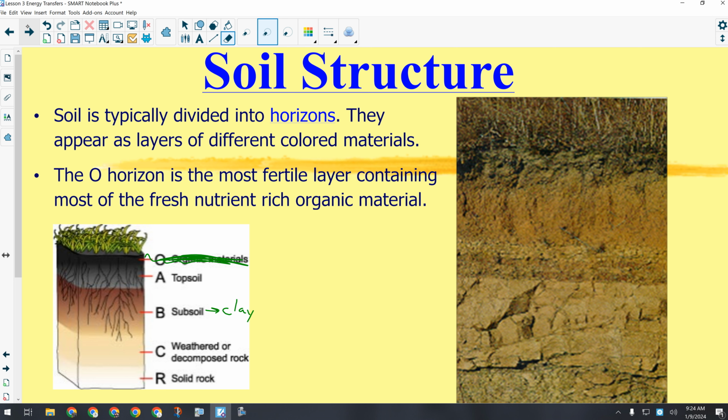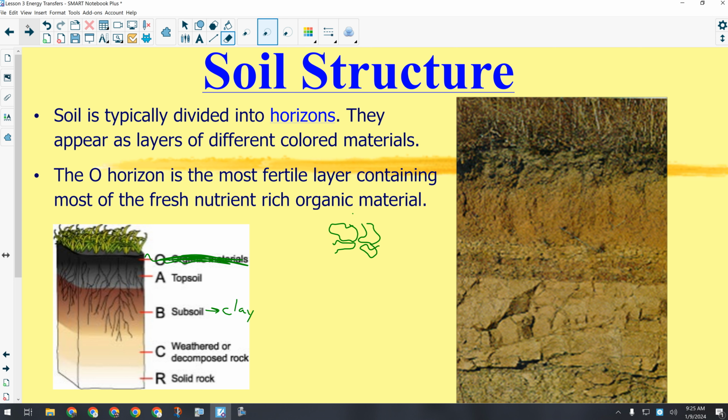Kind of depends how big your sandbox was, but your parents didn't put clay in there. Clay collects in there. And here's why. Sand has big particles. So these big particles can't fit together tightly, so there's spaces in between them.